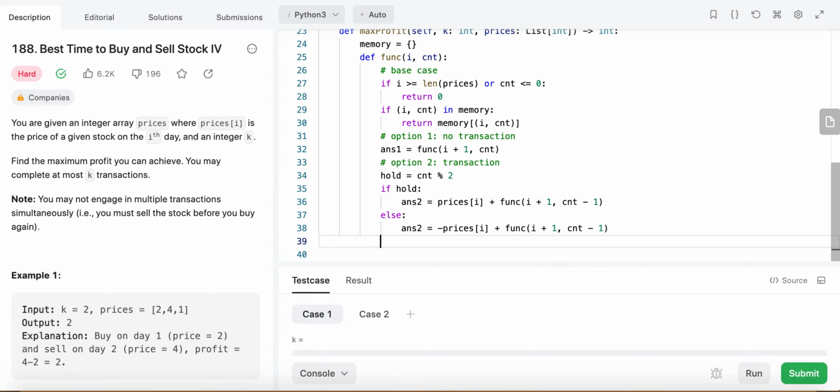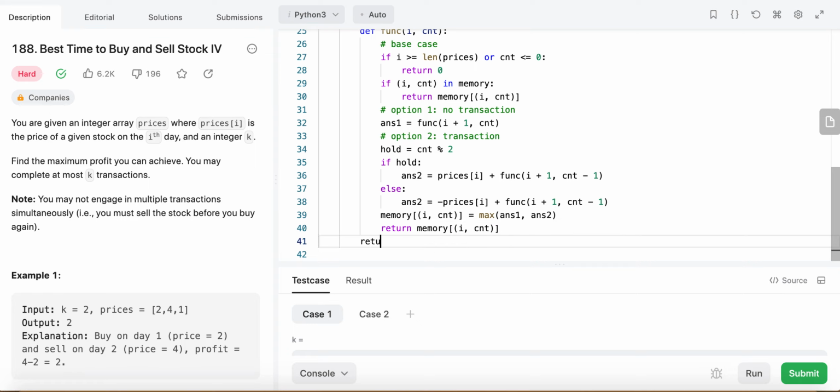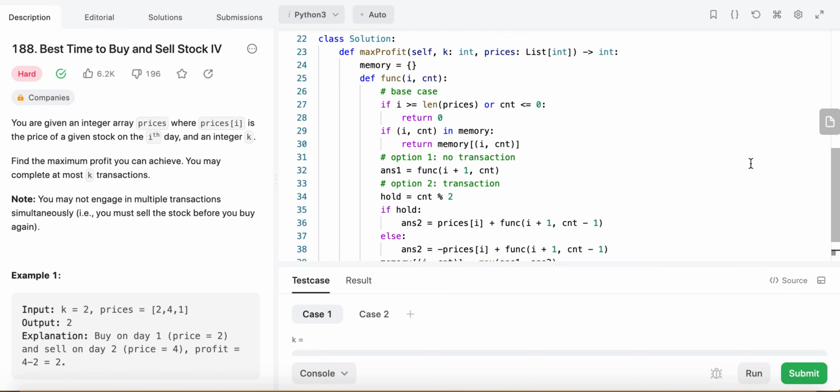And then your final answer for this day is the maximum between option 1 and option 2. After that, you just return this. You call this recursive function, and when you call it, your i starts at 0, and your count starts as 2 times k. So this is our solution.